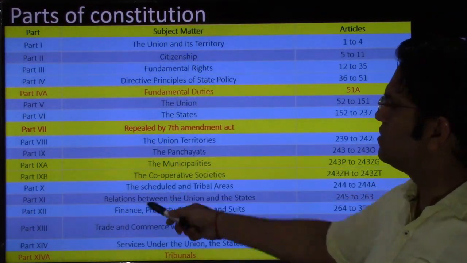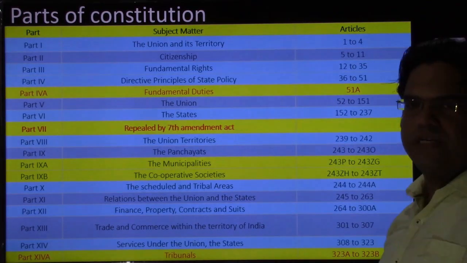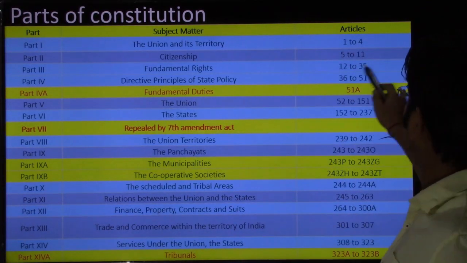These are the parts of the Indian Constitution that I was referring to. We have already covered these 4 parts of the Constitution. Part 1 dealt with the Union and its Territory, Article 1 to 4.